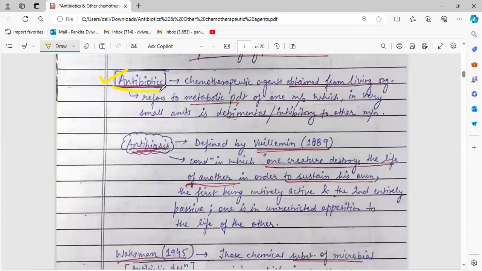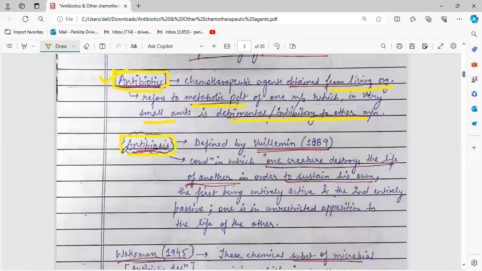So, coming on to the definition of antibiotics, what basically are antibiotics? Antibiotics are particularly those chemotherapeutic agents which we obtain from living organisms. These antibiotics are nothing but some metabolic products of some microorganisms that are released in small amounts, which upon action are detrimental or inhibitory to other kinds of microorganisms.